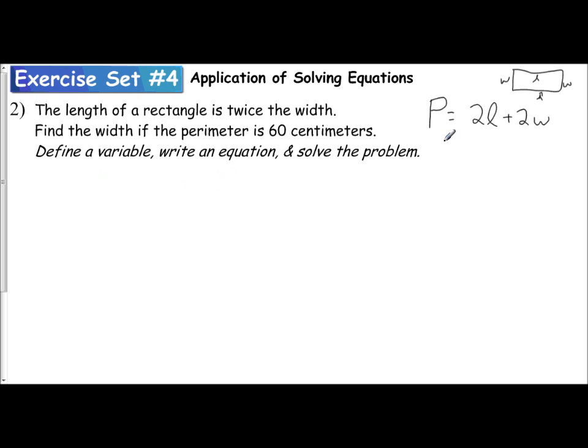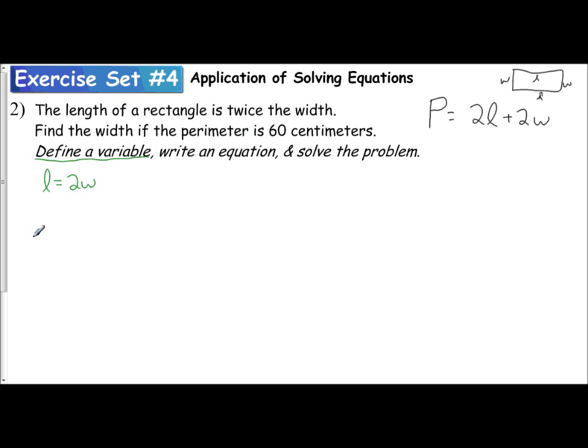Define a variable. Well, right now, we know P is perimeter. We have L for length and W for width. So we need to figure out which one we're going to use. Well, I'm being told the length is twice the width. Remember, twice the means two times. So my length is twice the width, which means I can plug 2W in for my L.